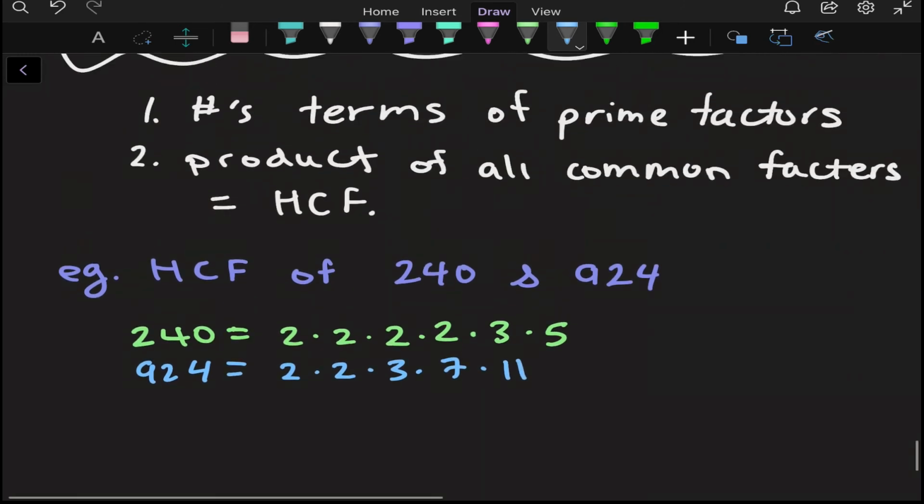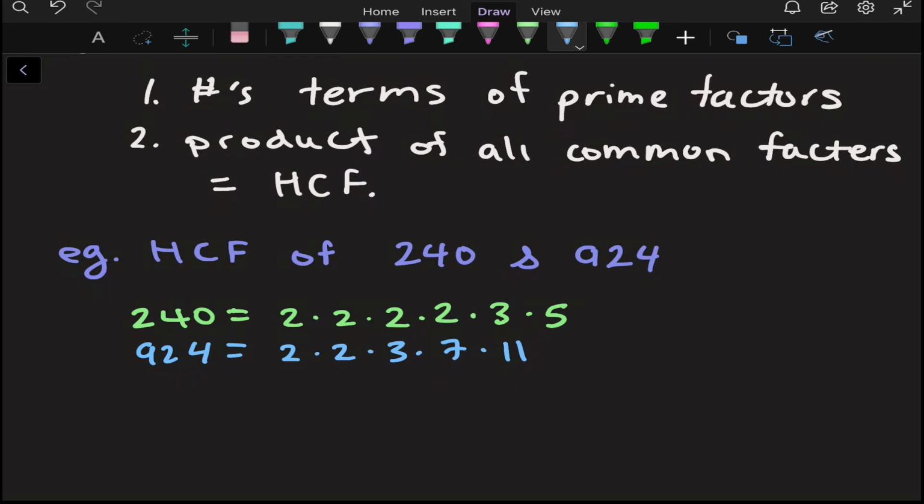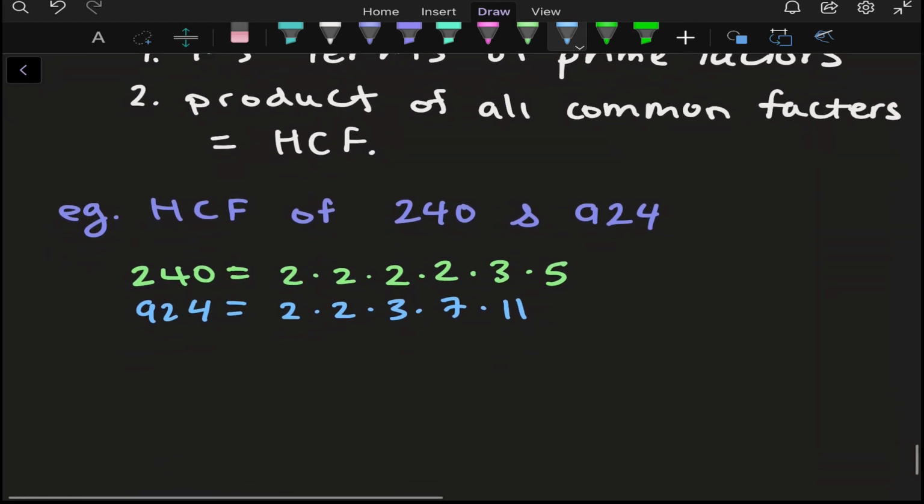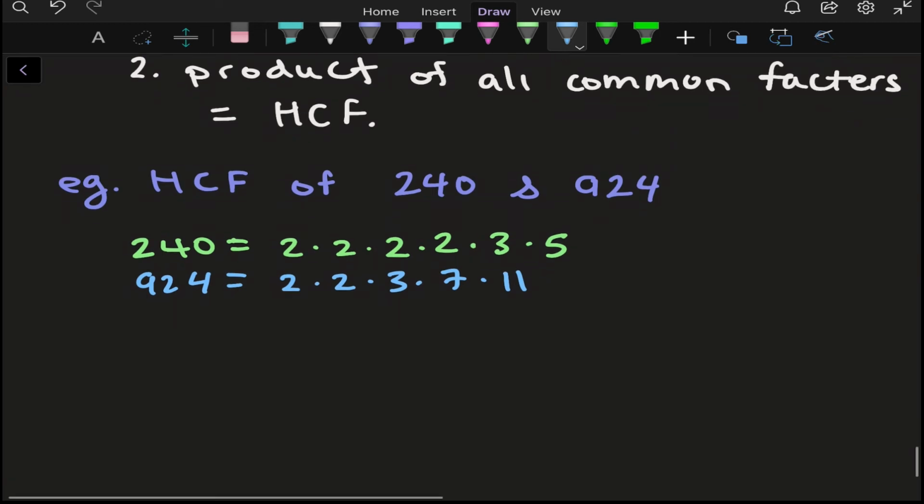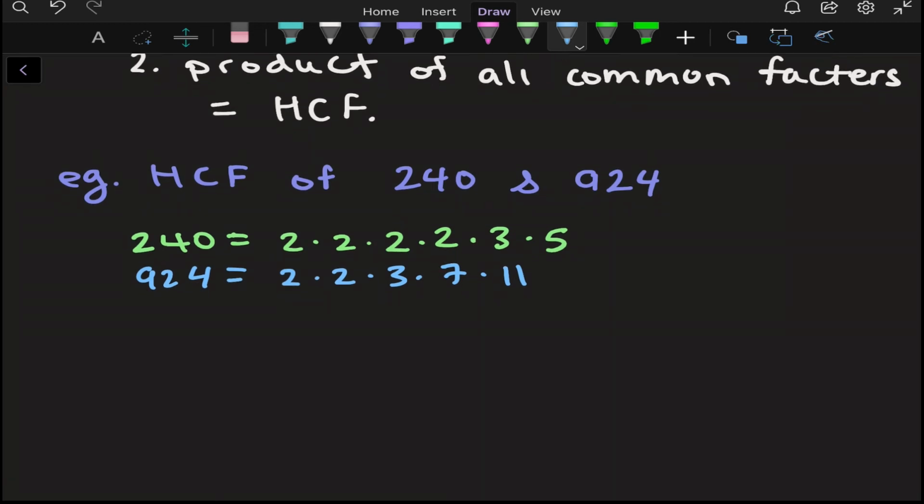Now, our second step says the product of all common factors is the highest common factor. So if we multiply all of the common factors together, that is the highest common factor. So if we go here, okay, so I'll get out a different color. Now, here's a common factor, 2. So 2 is going to go down here.